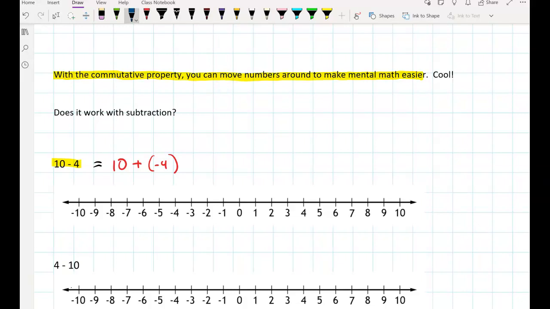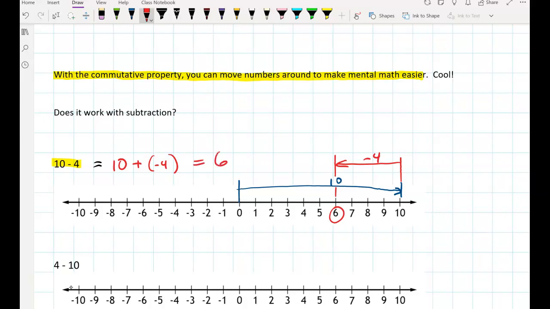So look at my number line here. I start at 0 because I always start at 0 on a number line. So I start at 0 and I go all the way up here to 10. Okay, there's my 10. And from there, I'm going to add negative 4. So from 10, I'm going to go to the left 4, adding negative 4. 1, 2, 3, 4. And where does that put me? That puts me at 6.